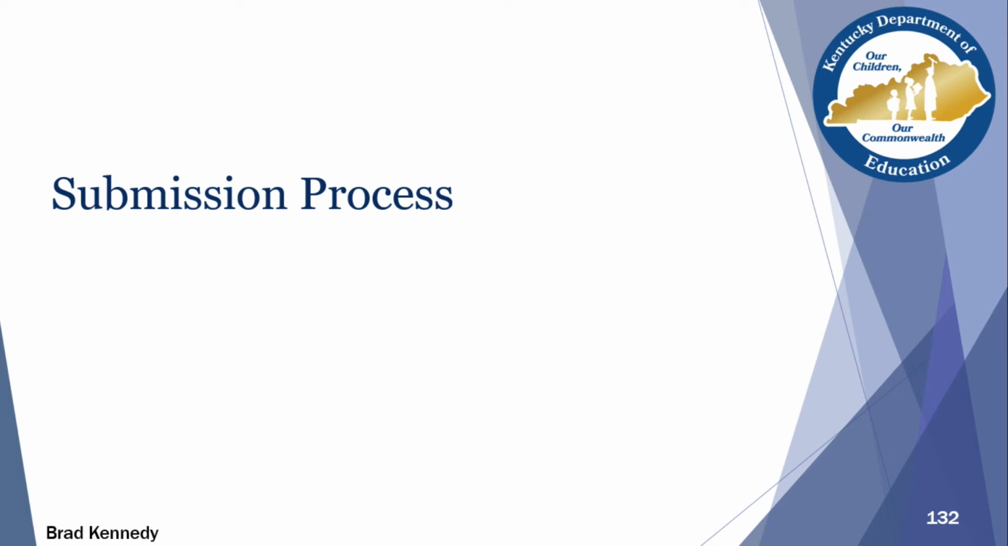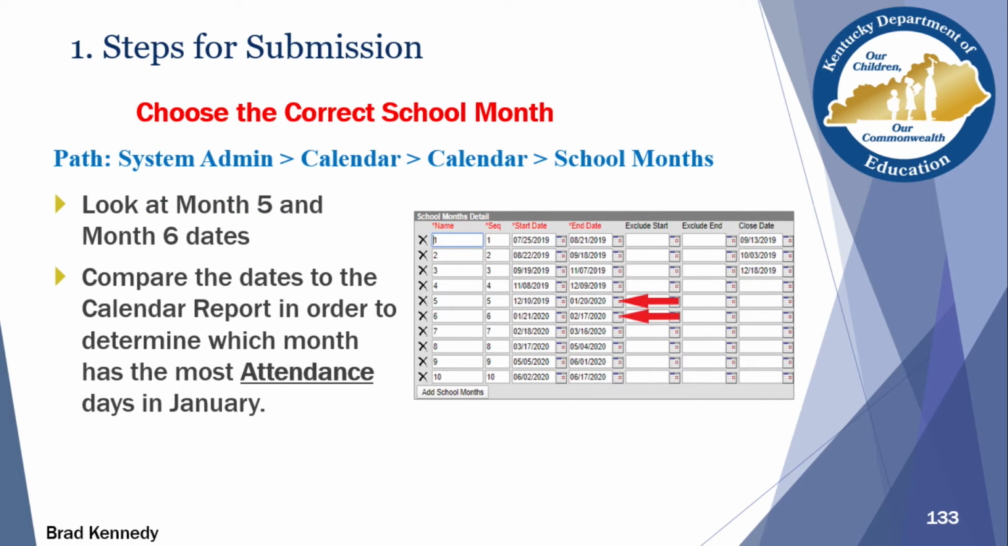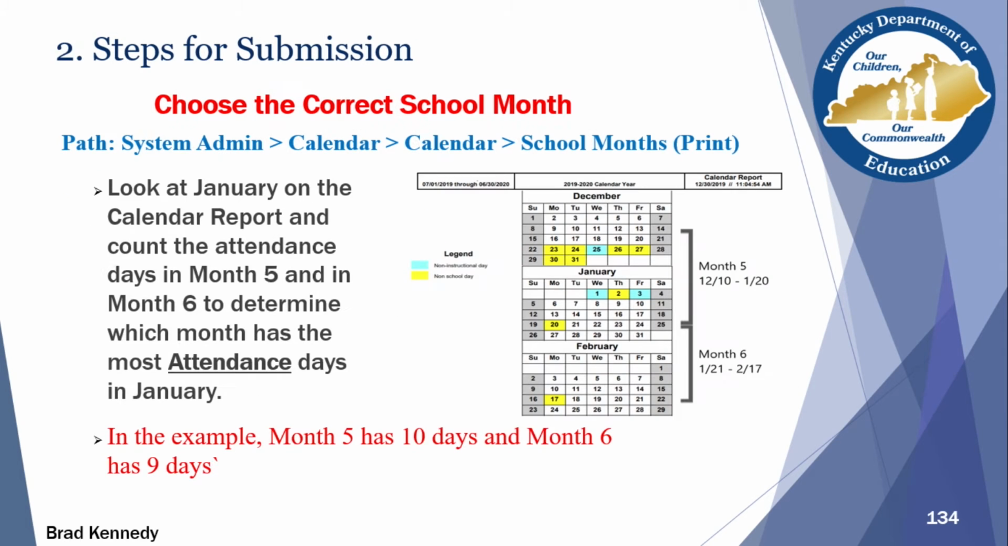Okay, we'll take a minute to look at the submission process. The first thing you're going to do is choose the correct school month, and the path is there on the screen for you. Go to System Admin, Calendar, and you'll go to School Months, and you'll see something that looks like this with your district's dates. I usually jot these dates down just so that I have them when I go to the next screen and I can decide which one has the most attendance days.